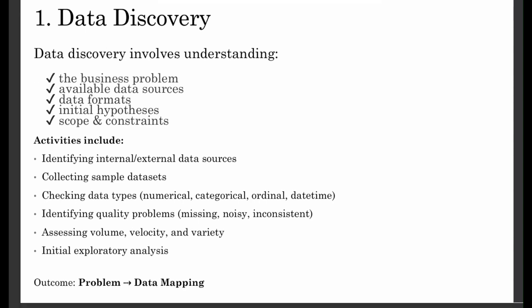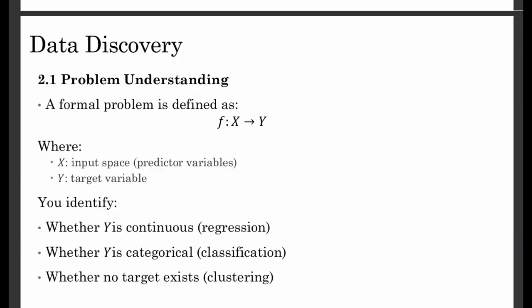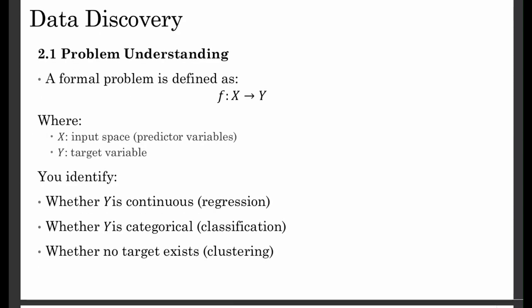Let's go deeper into problem understanding. In data science, we define the problem formally as a mathematical mapping. F: X → Y, where X is the input space, your predictor variables, the features you will use to make predictions, and Y is the target variable, what you are trying to predict or classify.